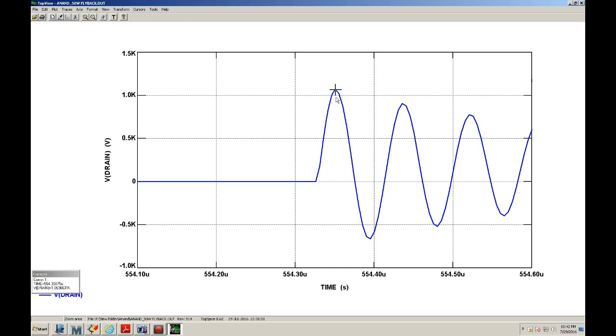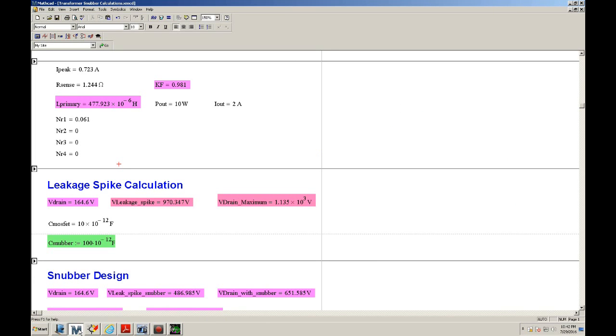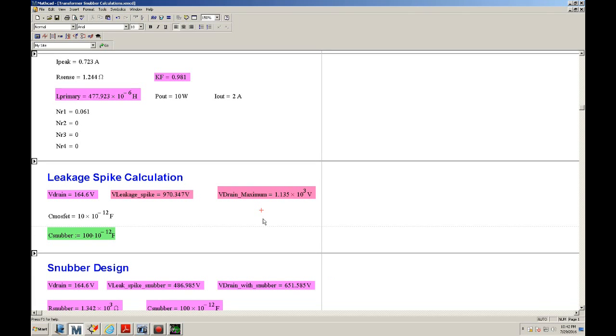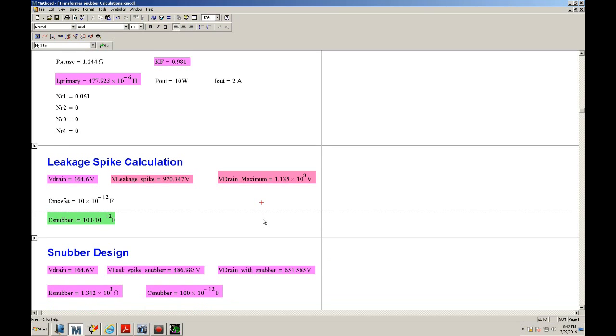So we have a little bit over 1,000 volts. So we have 1063 volts. Okay, and the script says 1135 volts. That's pretty good. Okay, so how can we reduce it?